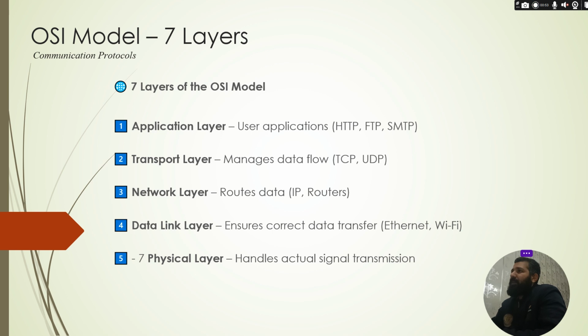Network layer. It routes data using IP addresses handled by routers. The next layer is called the data link layer. It ensures data is correctly transferred over a single line, often using Ethernet or Wi-Fi.